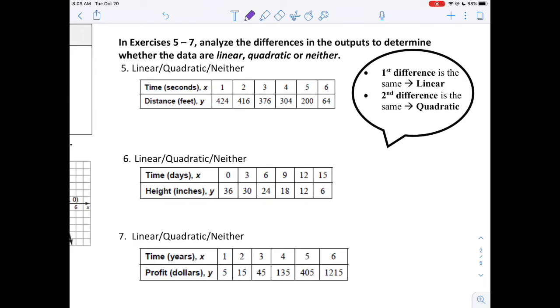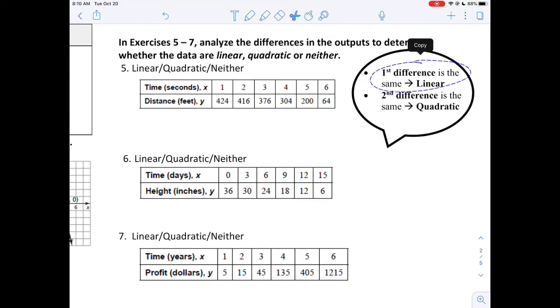We're going to work with tables of data similar to what we did back in chapter 1, but this time we need to know if our data is linear, like it was back then, or quadratic, like we're focusing on now, or maybe it's neither one. So the way to do this, if you have an idealized table of data versus a real world problem, is to look at the first difference in the y values.